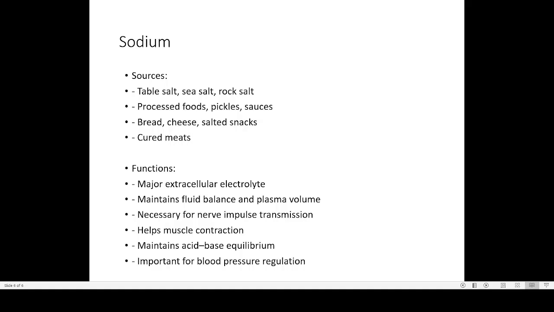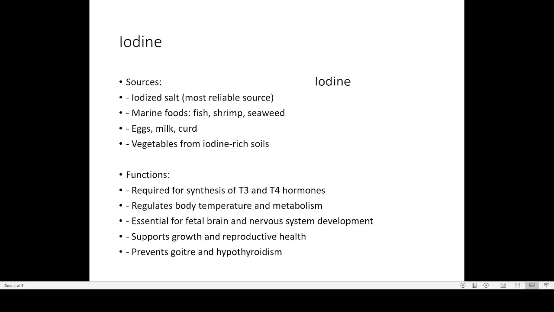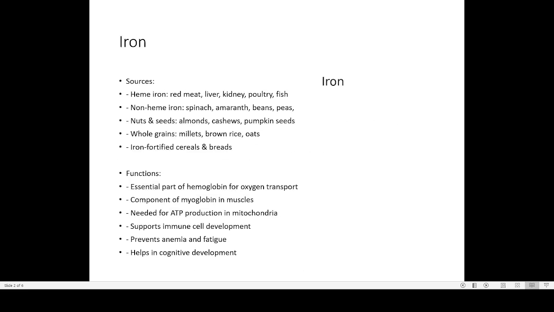So these are some of the important functions of the 5 different types of minerals. So you can expect either the sources of minerals or you can expect the functions of these different minerals.